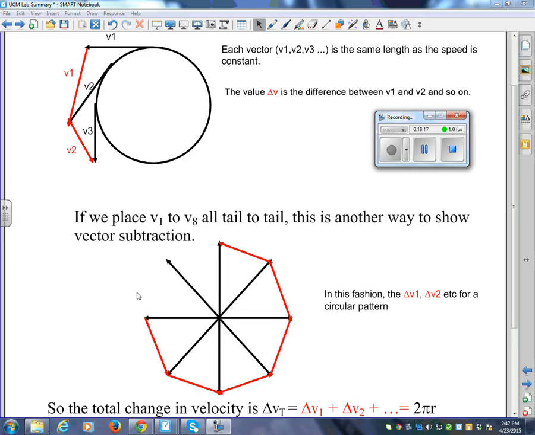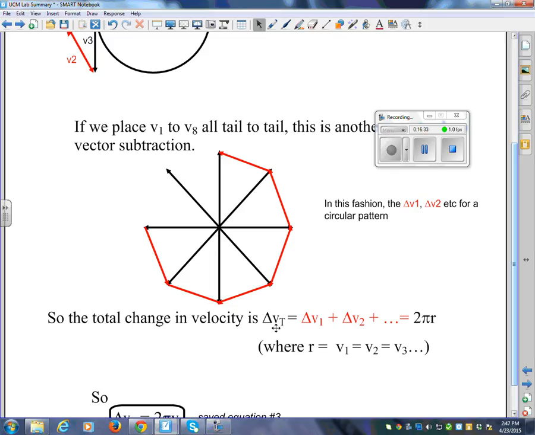Right you are. The radius of the red circle would be the black, 360 of these black ones, which is the speed of the rubber stopper thingy, right? And you could also say the total change in velocity, delta VT, the total change would be the vector sum, delta V1 plus delta V2 plus delta V3 plus so on, all the way around. And because this is now 360, it's really kind of a circle, circumference, total change in velocity is 2 pi r, where r is those black velocities.